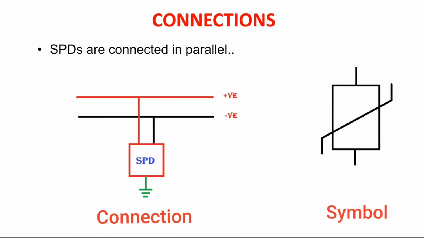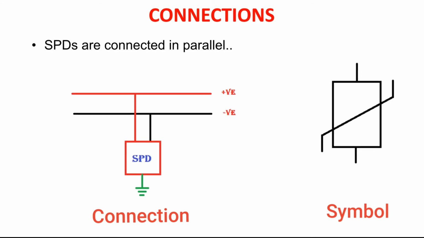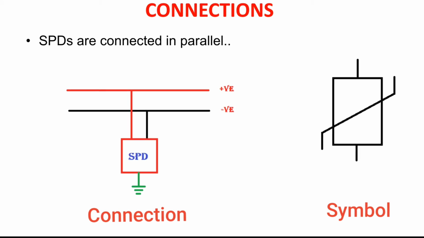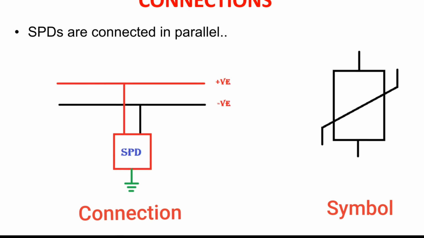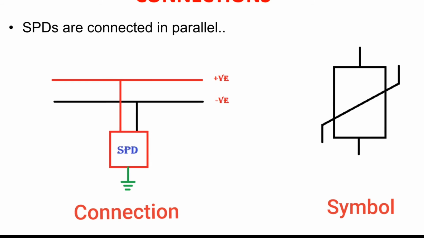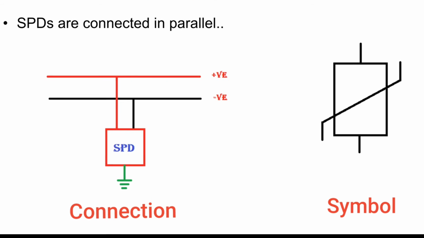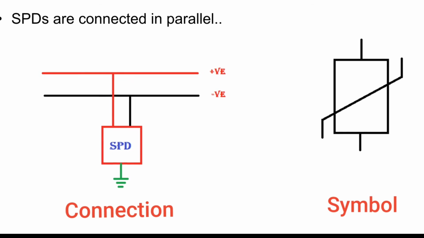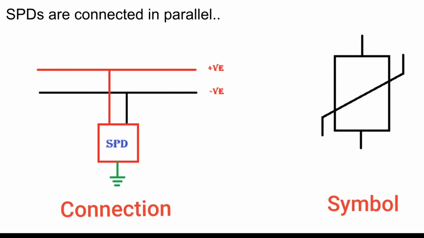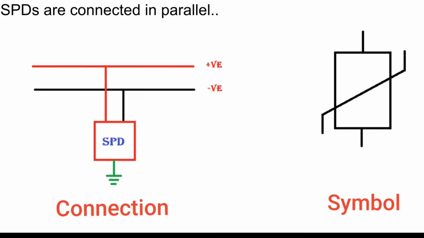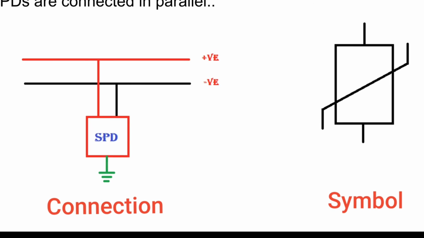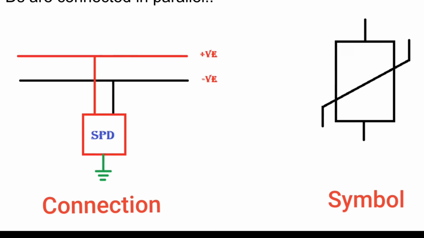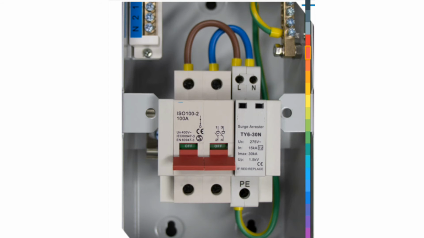Now coming to the connections of SPD. SPDs are connected in parallel. You can see these connections. Here positive and negative are given to SPD, but positive and negative connections are not taken out from SPD. Just the earth point is connected at one side. And on the right hand side you can see the symbol of SPD which is used in SLD making, or single line diagram. Now here you can see real time wire connections in an SPD.